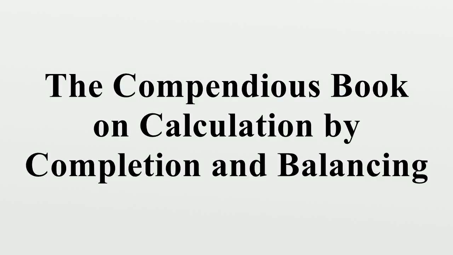The Compendious Book on Calculation by Completion and Balancing is an Arabic treatise on mathematics written by Muḥammad ibn Mūsā al-Khwārizmī, around AD 820 while he was in the Abbasid capital of Baghdad. Translated into Latin by Robert of Chester in the mid-12th century, it introduced the term algebra to European languages including English.